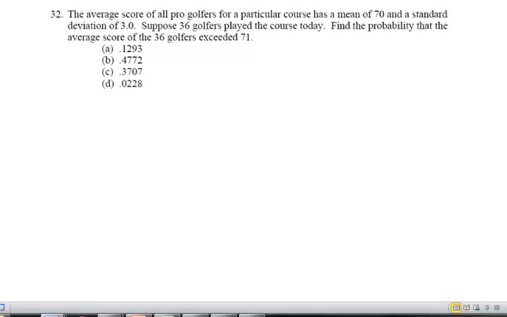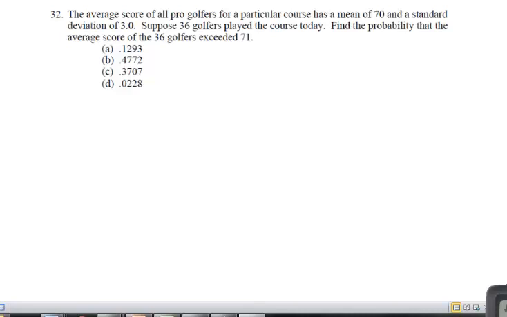Okay, number 32. The average score of all pro golfers for a particular course has a mean of 70, standard deviation of 3.0. Suppose 36 golfers play the course today. Find the probability that the average score of 36 golfers exceeds 71.